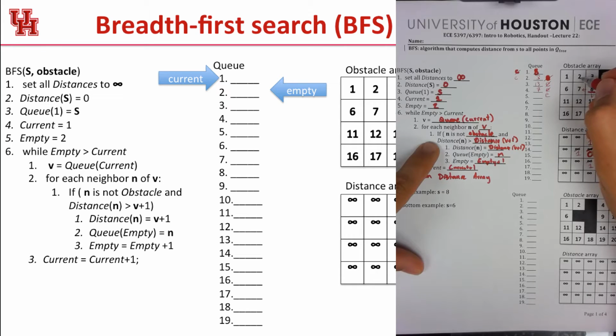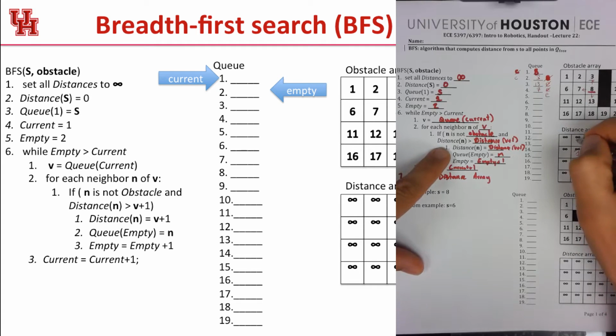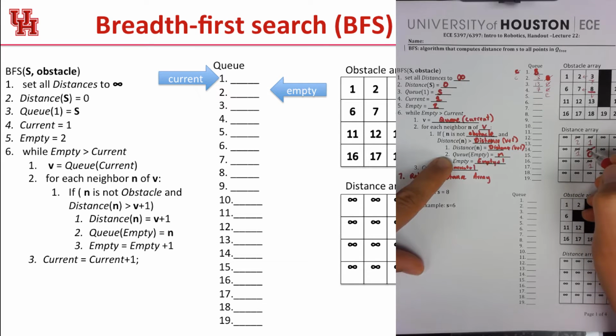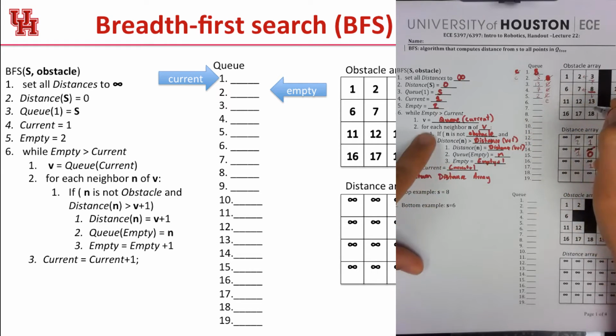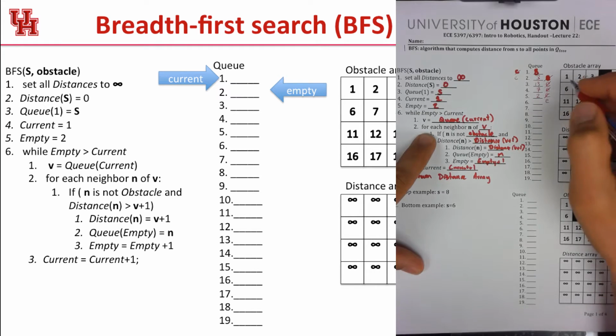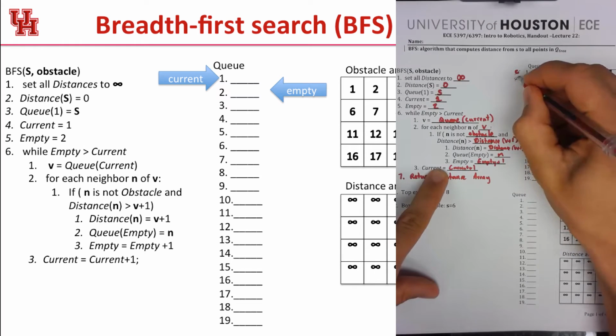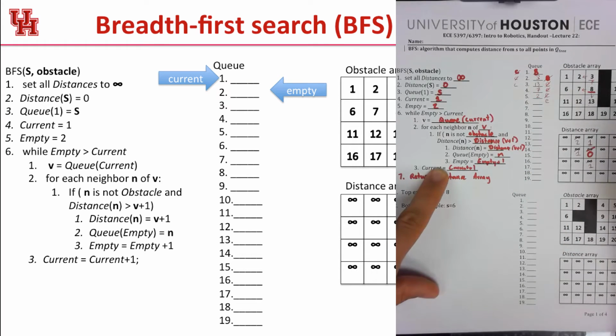So the next one I look at is going to be 2, and it's not an obstacle, and its distance of infinity is certainly greater than 1 plus 1. So I'm going to say I can visit that one from 3. And I'm going to say its distance is equal to 2. And I'm going to put 2 onto my queue, increment my empty pointer, then I'll go up. 3 doesn't have any other neighbors. So I'm going to increment my current pointer. It's now pointing at 13.